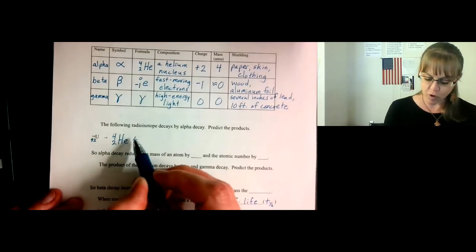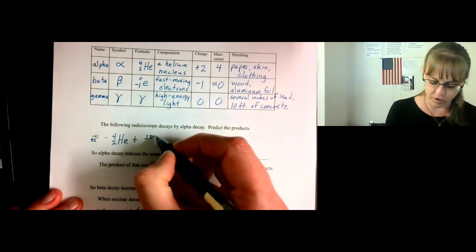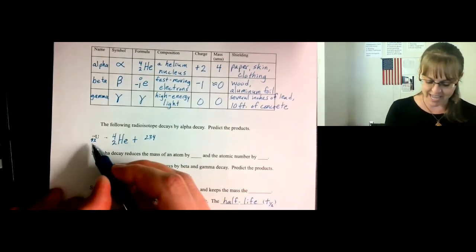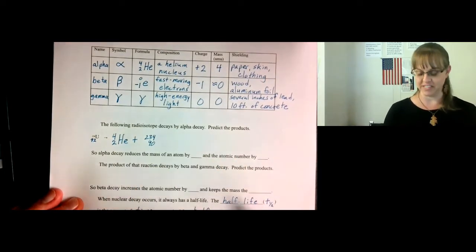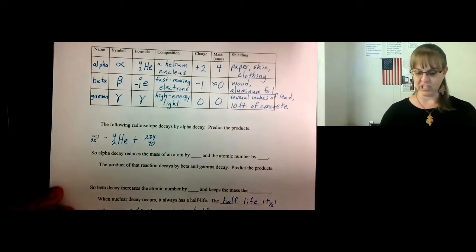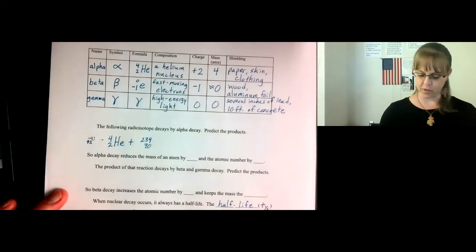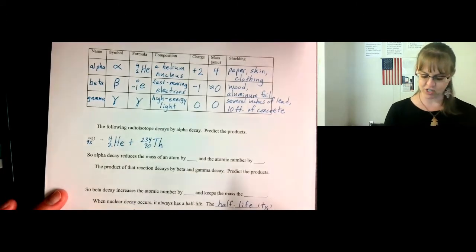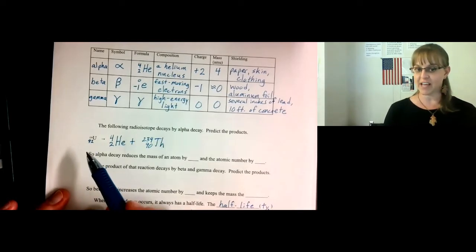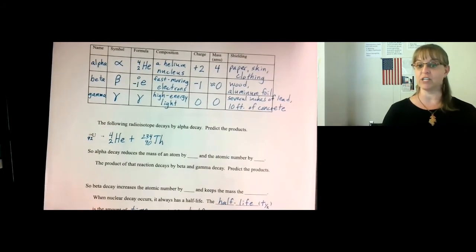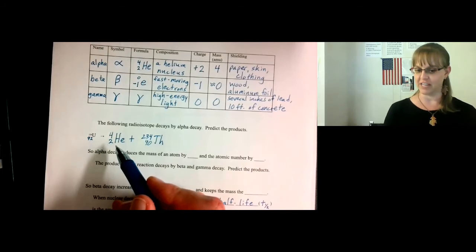Now, 4 plus what adds up to 238? Oh, 4 plus 234. 2 plus what adds up to 92? Oh, 2 plus 90. Now let's figure out what element this is. Atomic number 90, we look that up on the periodic table, and it is the element thorium. So, capital T, lowercase h. And now we have just predicted what will happen. So uranium, when it breaks down through alpha decay, will actually turn into a new element. It will make thorium, and it will give off an alpha particle of radiation.